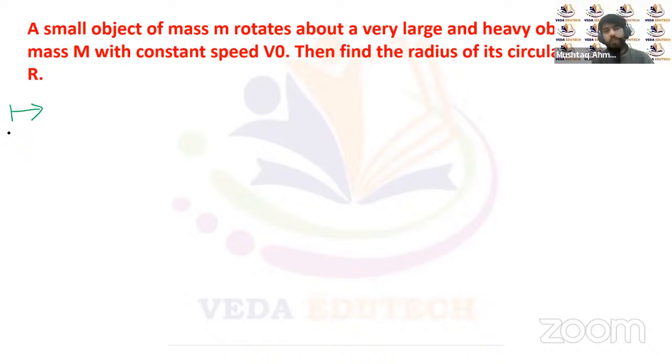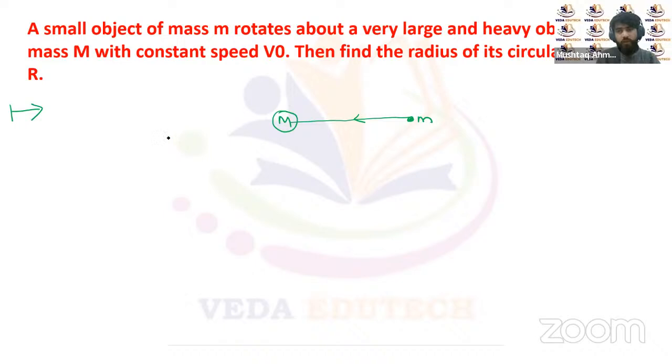A small object of mass m rotates about a very large and heavy object of mass M with constant speed v naught. Then find the radius of its circular path, r. Let's suppose we have this large mass M and small mass m, and because of the force of gravitation, mass m is revolving in a circular path. We have to find the radius of that circular path.